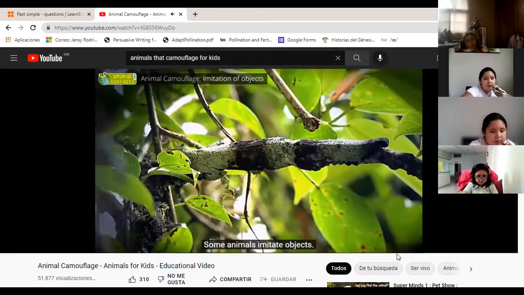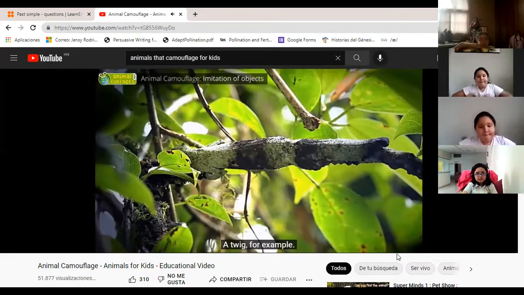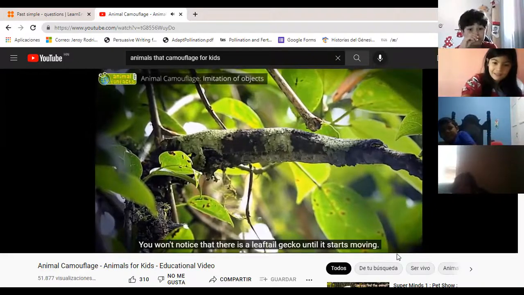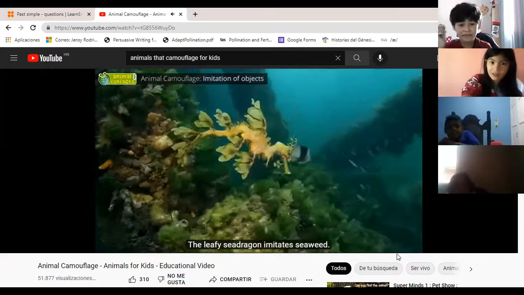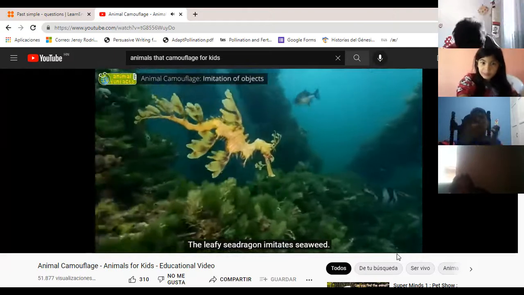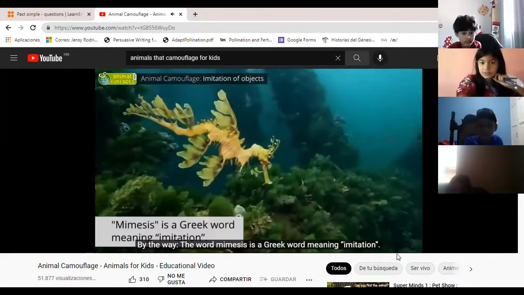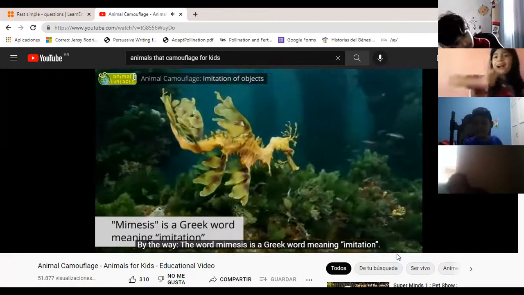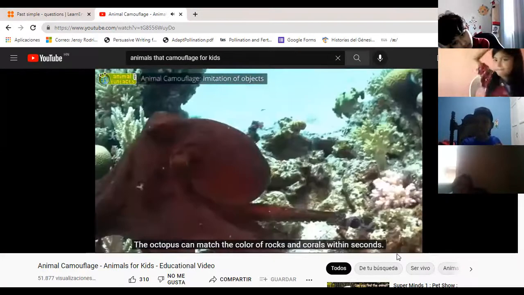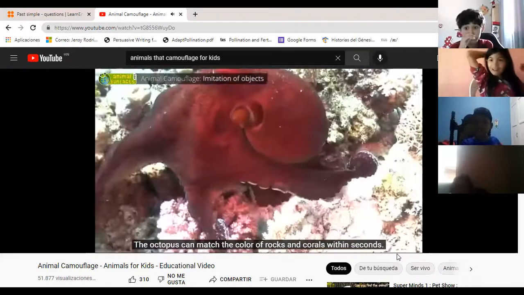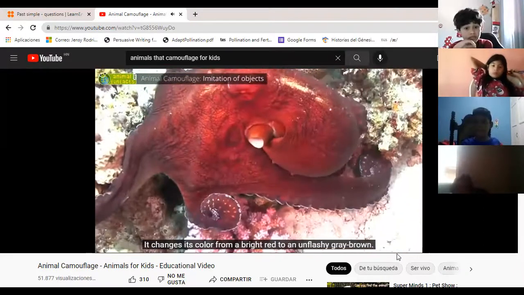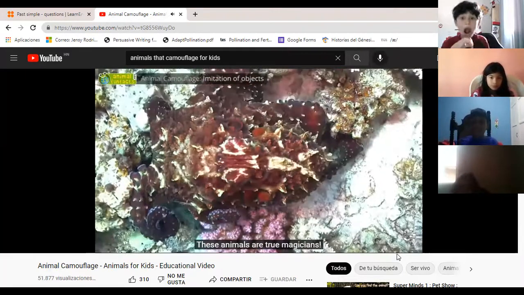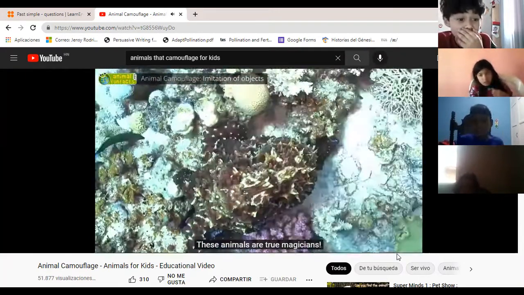Imitation of objects. Some animals imitate objects. Look at a twig, for example. You won't notice that there's a leaf-tail gecko until it starts moving. The leafy sea dragon imitates seaweed. By the way, the word mimesis is a Greek word meaning imitation. The octopus can match the color of rocks and corals within seconds. It changes its color from a bright red to an unflashy gray-brown. Look at that. These animals are true magicians.